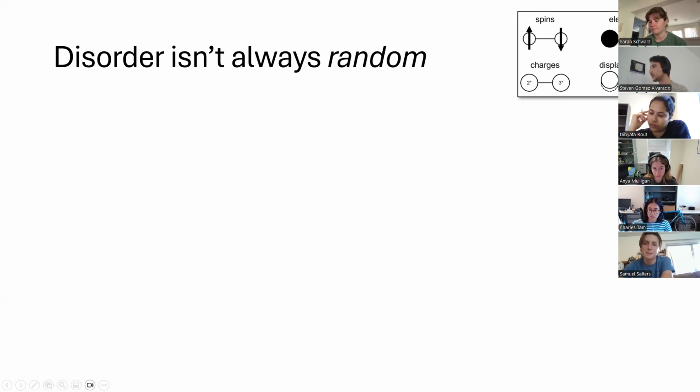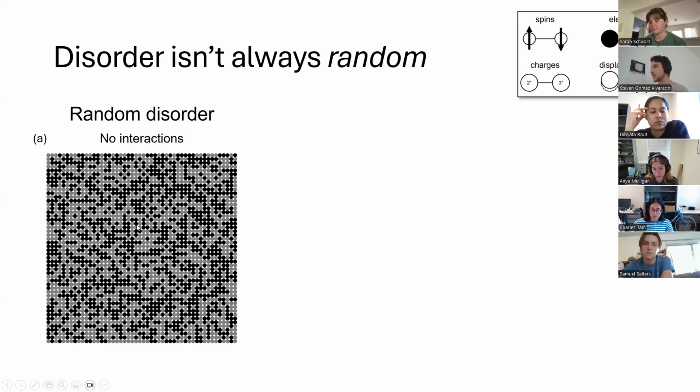like displacements. And just to give an example of a checkerboard pattern of a two-atom alloy of black and gray atoms, if I had random disorder where there's no interactions between occupations of different sites, I would just get a random map, which kind of looks like TV static, right? There's a 50-50 probability distribution of finding a black atom next to a white or a gray atom.